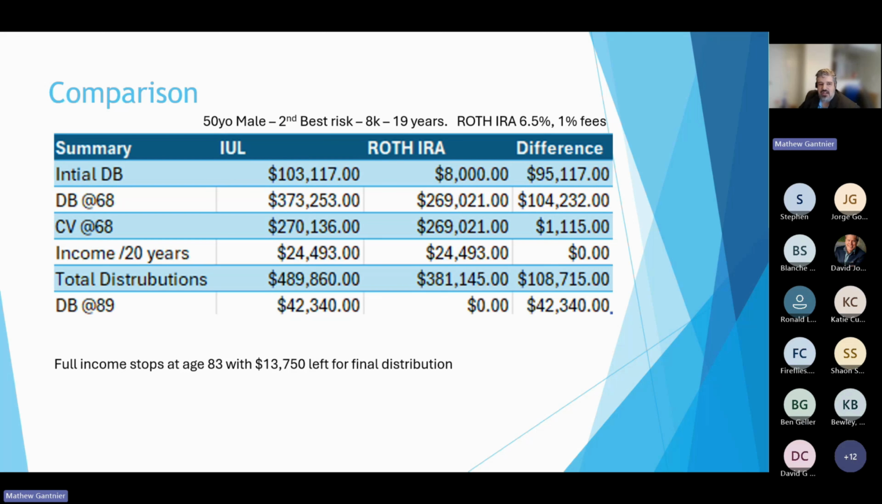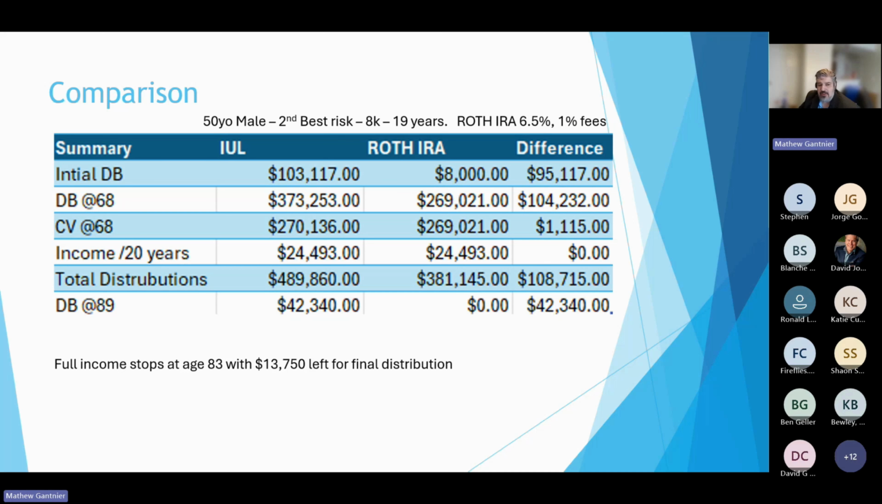They're doing that 8K a year for 19 years. I chose 8,000 because at 50, that is the maximum amount that you can contribute into a Roth IRA. So to kind of compare apples to apples, I match the IUL to that. Once again, the IUL can do much more than that 8K, but if we're looking at what would happen with that first 8,000, this gives you that comparison. And the Roth IRA was calculated at a 6.5% return every year with 1% fees.